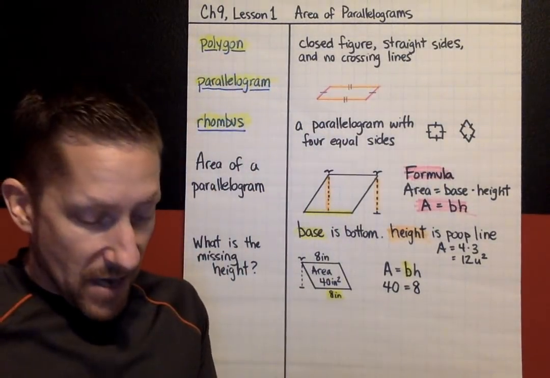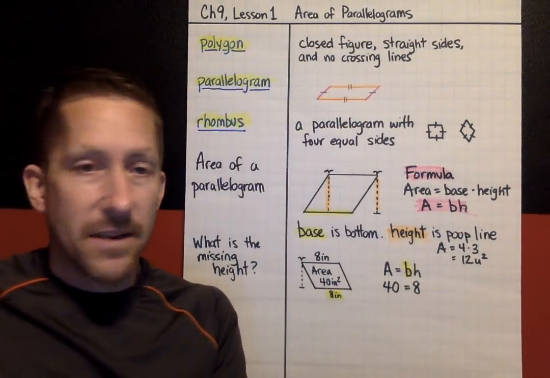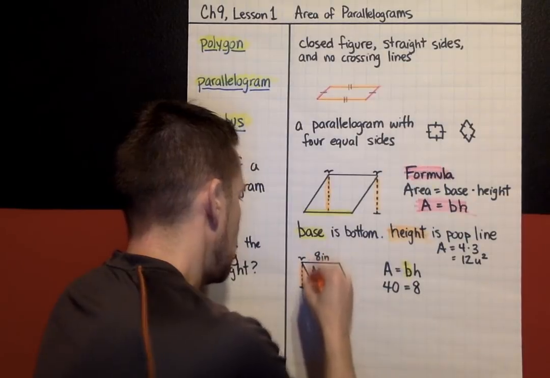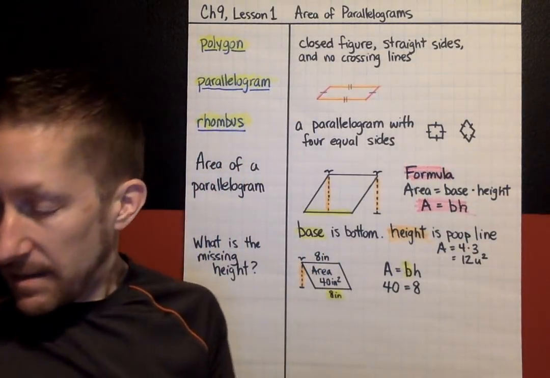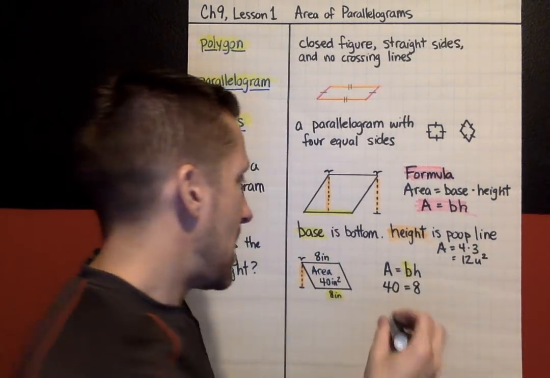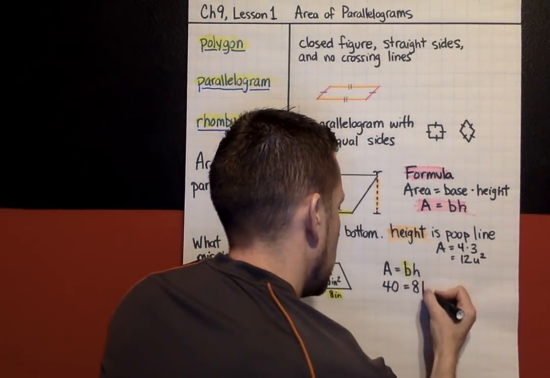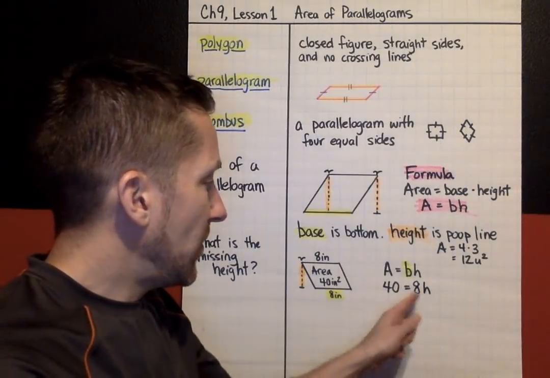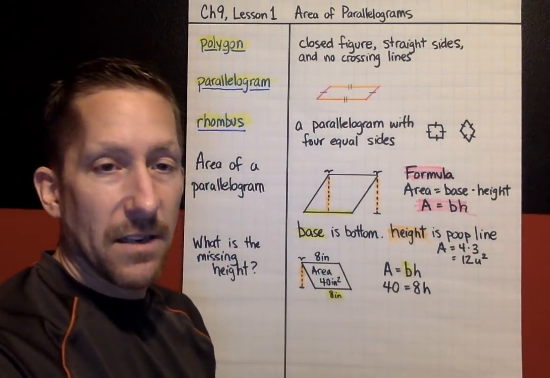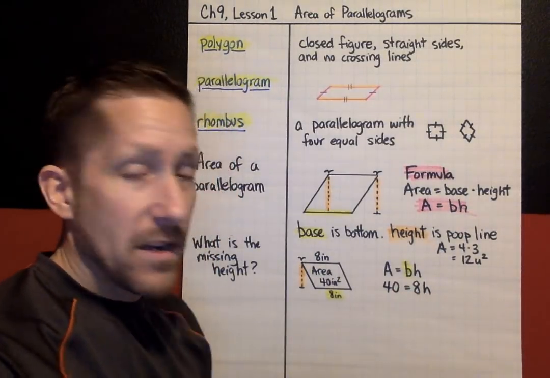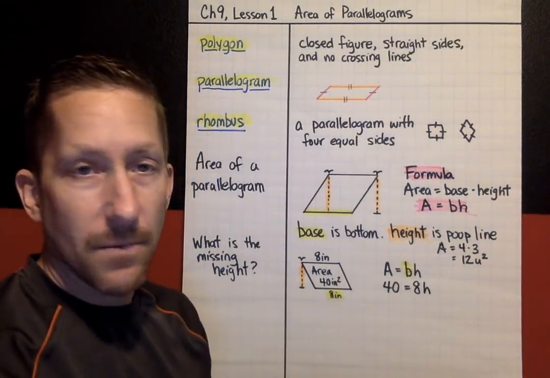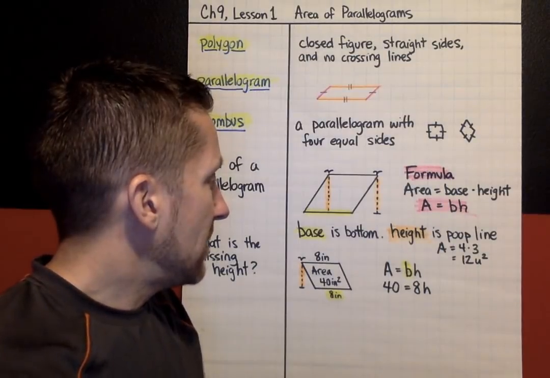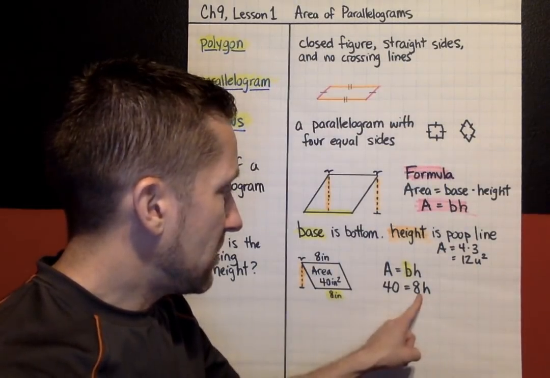I do not know the height. That's actually what I'm trying to find. What is the missing height? I don't know what this is. It doesn't tell me. It's not labeled. So I'm going to leave the height as an h. Well, now I've got an equation with one variable that we know how to solve. Now the step, go back to chapter 7, and let's talk about how to solve this.